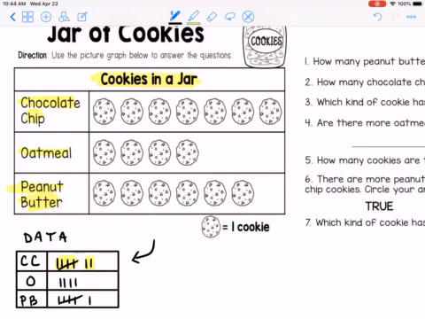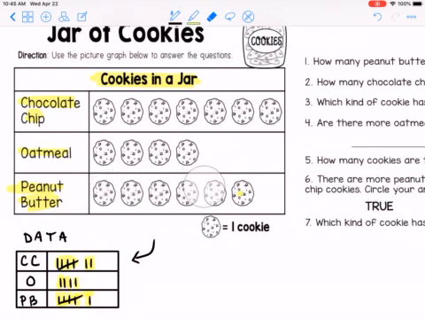So chocolate chip has 7 tallies. Oatmeal has 4. 1, 2, 3, 4. And that matches here. And then our peanut butter cookies, we can see 1, 2, 3, 4, 5. That tally going diagonally counts as 1. That just makes it easier for us to organize. And then 6. And then there's 1, 2, 3, 4, 5, 6 here.